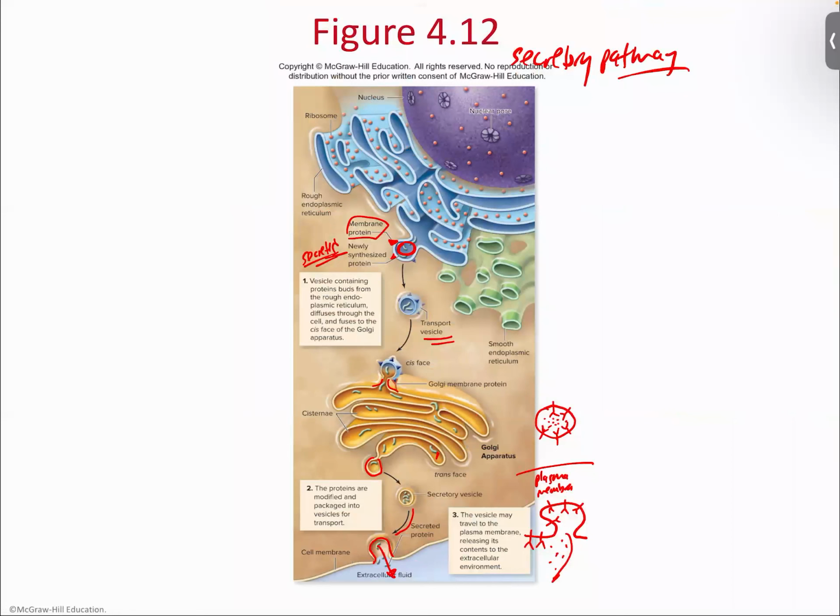And you can see why it's important, because mechanistically it pulls together a lot of these organelles in the endomembrane system.